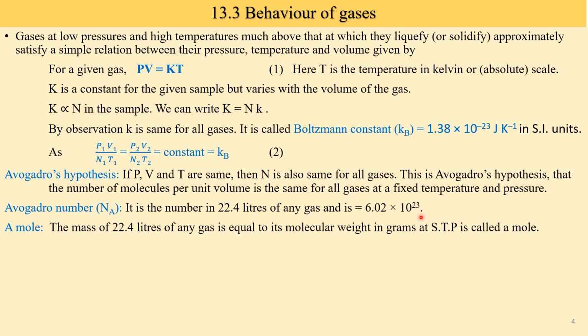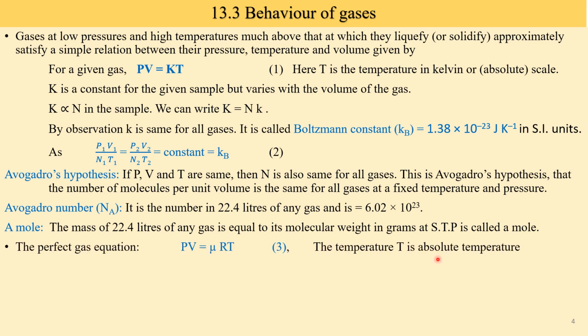Then we will define what a mole is. The mass of 22.4 liters of any gas at standard temperature and pressure, equal to its molecular weight in grams, is called a mole. So a mole is the mass of 22.4 liters of any gas at standard temperature and pressure, and it is equal to the molecular weight in grams.